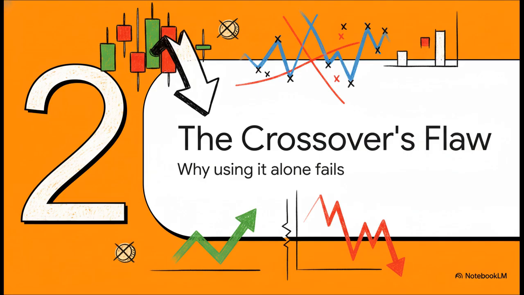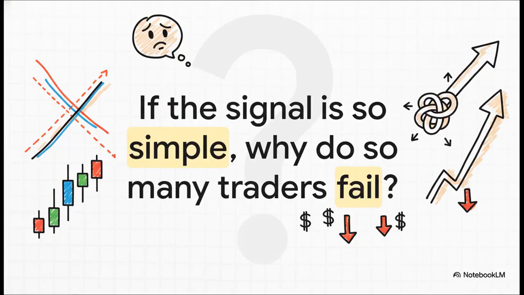This is probably the most important part of our whole chat today. We're talking about the crossover's fatal flaw. Seriously, understanding this one thing is the difference between making consistent trades and just getting chewed up by false signals over and over again. So you have to ask, right? If it's just watch for the lines to cross, why on earth do so many traders get wrecked using it? It's a fantastic question. And the answer? Well, it's simpler than you might think.